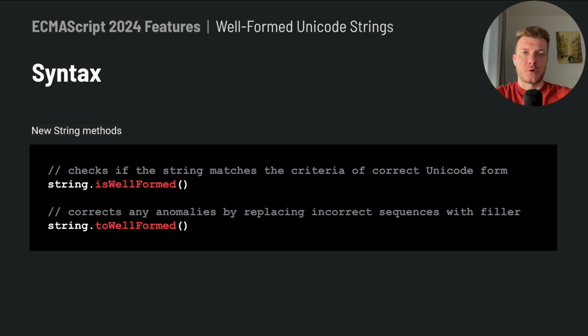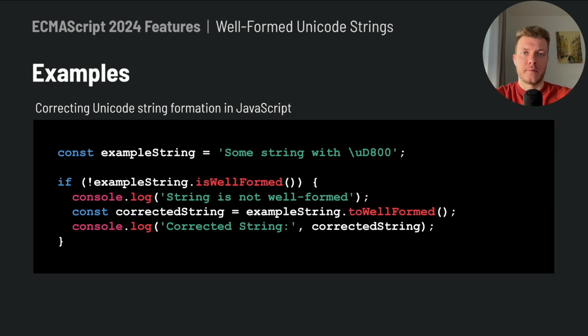The validation process involves checking for properly paired surrogate code units. Ill-formed strings can result from unpaired or misplaced surrogates. These methods offer a direct, understandable approach to managing Unicode strings. By standardizing these operations, we simplify string handling across diverse environments.